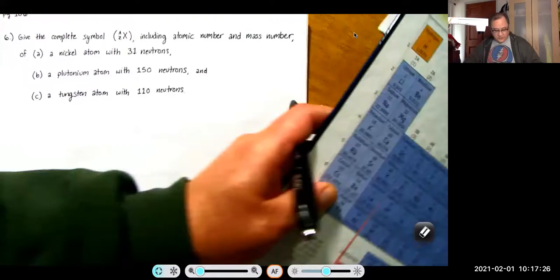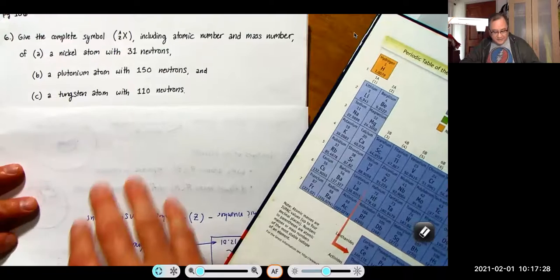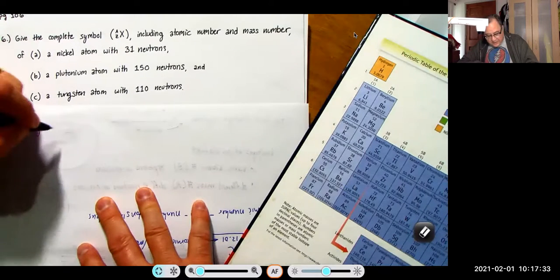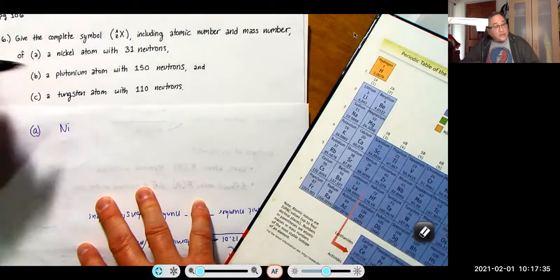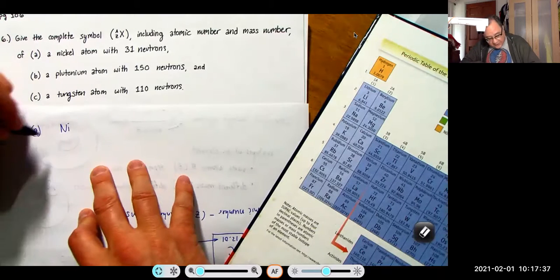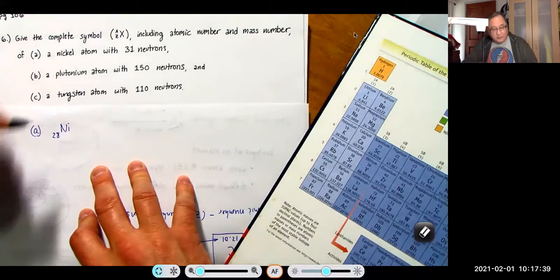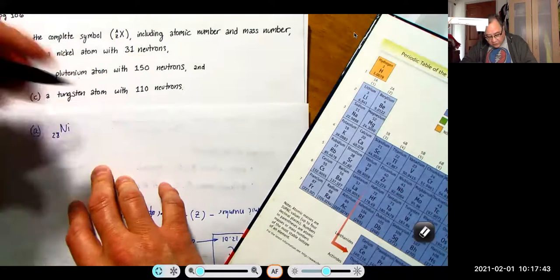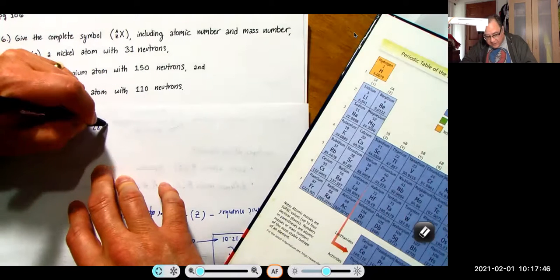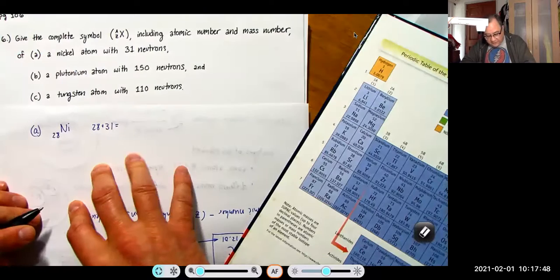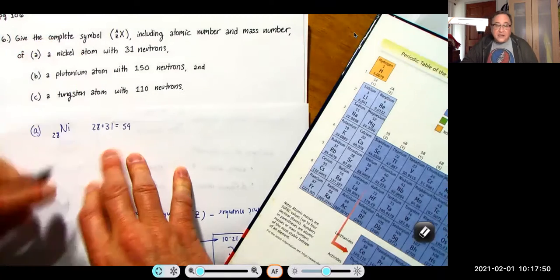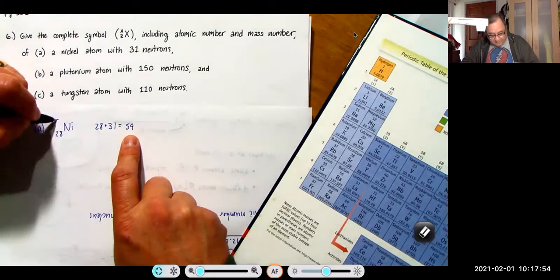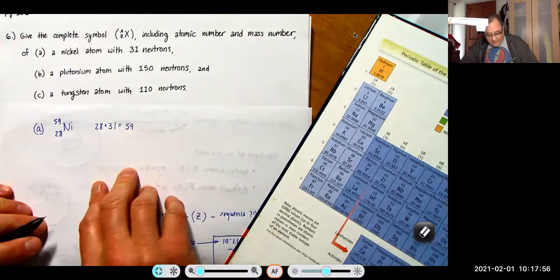Okay. So for A, B, and C, nickel has 28 protons. That's the number at top. So we put a 28 there. Now it has 31 neutrons. So 28 plus 31 is equal to 59. So it has 59 particles in the nucleus. And that's what we put at the top. Now I'm going to write that again.